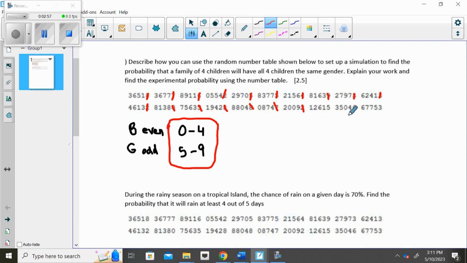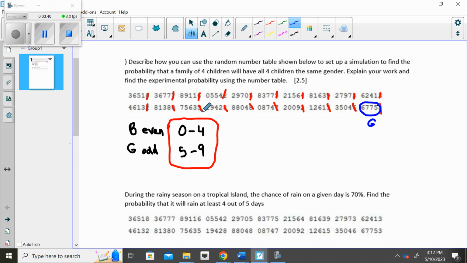0 through 4s would represent 4 boys, and 4 girls would be 5 through 9. As I'm crossing off, I see right here would be a success, because that would be 4 girls. These are all girls according to what I decided to do. I'm going backwards, I don't know why. If you had decided to do evens for boys or girls, this would be a success right here, because there are 4 evens in a row.